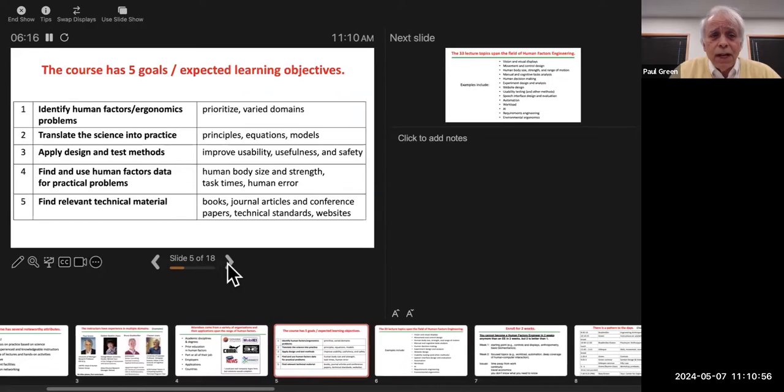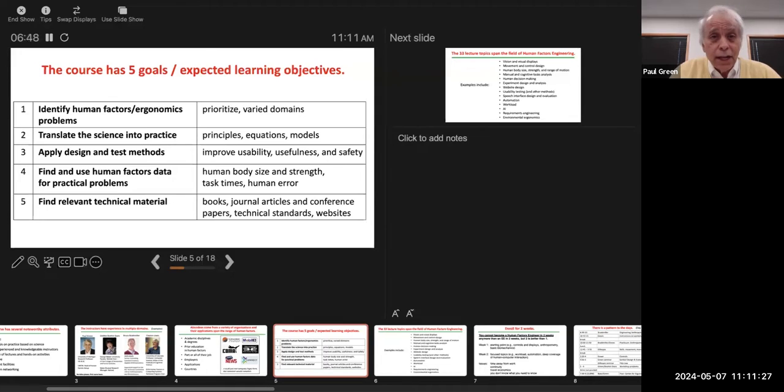So the course has 5 specific goals or expected learning objectives. That's the term that the educators use. So first, we want to try and give you a sense of the kinds of human factors problems that you face and others face. The critical issue here is not just what the problems are, but prioritizing them, saying what's important and what's not important. Second part is translating the science into practice. So this is a science-focused class.